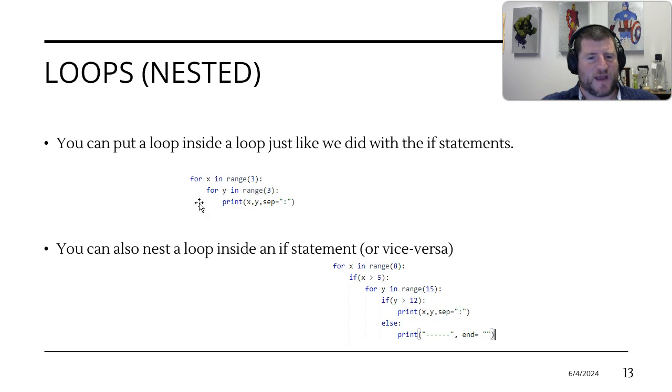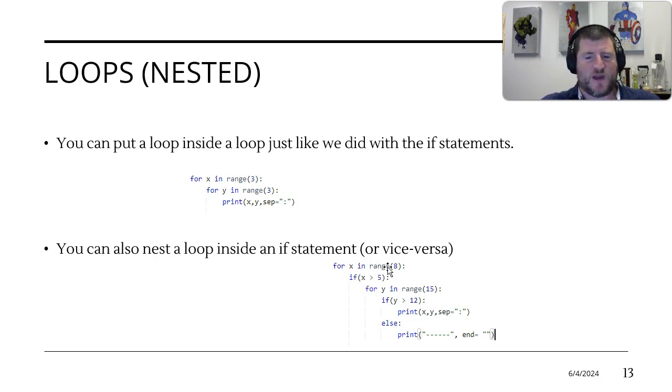And then it'll try to kick back up, but the ranges are both ended. We've reached 3 X's and 3 Y's, and then it's just going to go on with the code. You can also nest loops inside of if statements, but you can also nest if statements inside of loops. All of these things can play together really, really well.